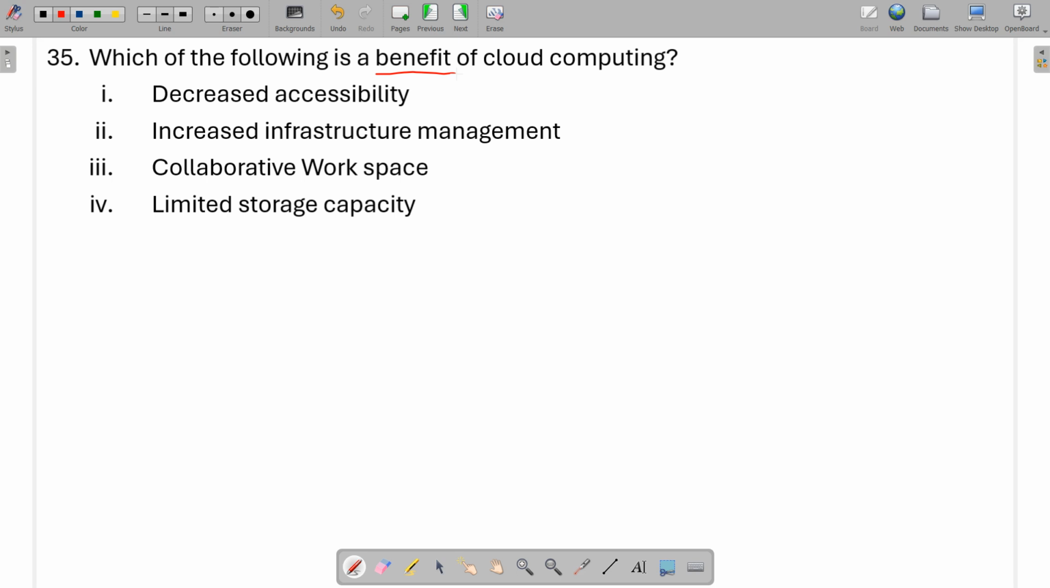And collaborative workspace is one of the best benefits that we are going to get out of cloud computing. Everyone can work at the same time on the same component. So the third one can be taken as the benefit. Limited storage capacity: in cloud computing, it's not going to limit the storage capacity.